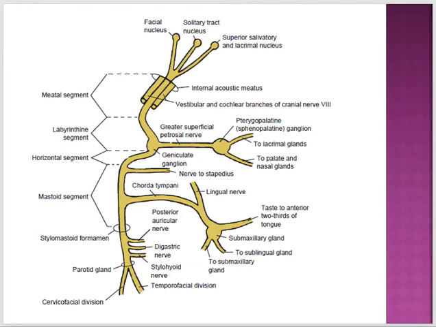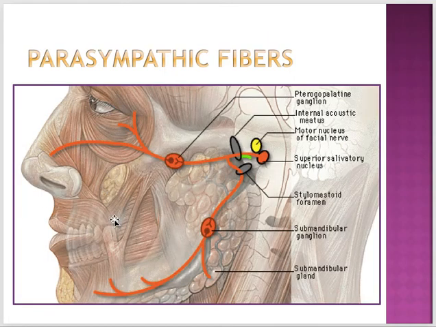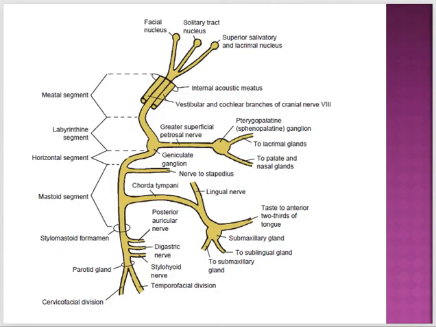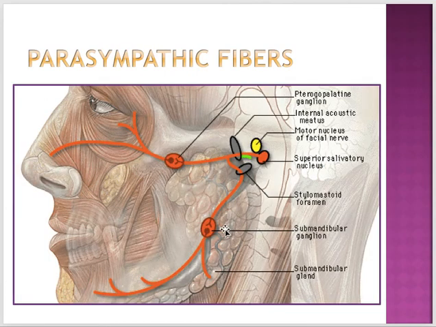Now, you can see over here another representation of the nerve. Simply, you can see these are the parasympathetic fibers, and the same things which you have seen over here, you can see here as well. This is the submandibular ganglion, this is the pterygopalatine ganglion, and the fibers are going towards the lacrimal gland, towards the nasal mucosa, towards the submandibular and submental salivary glands.